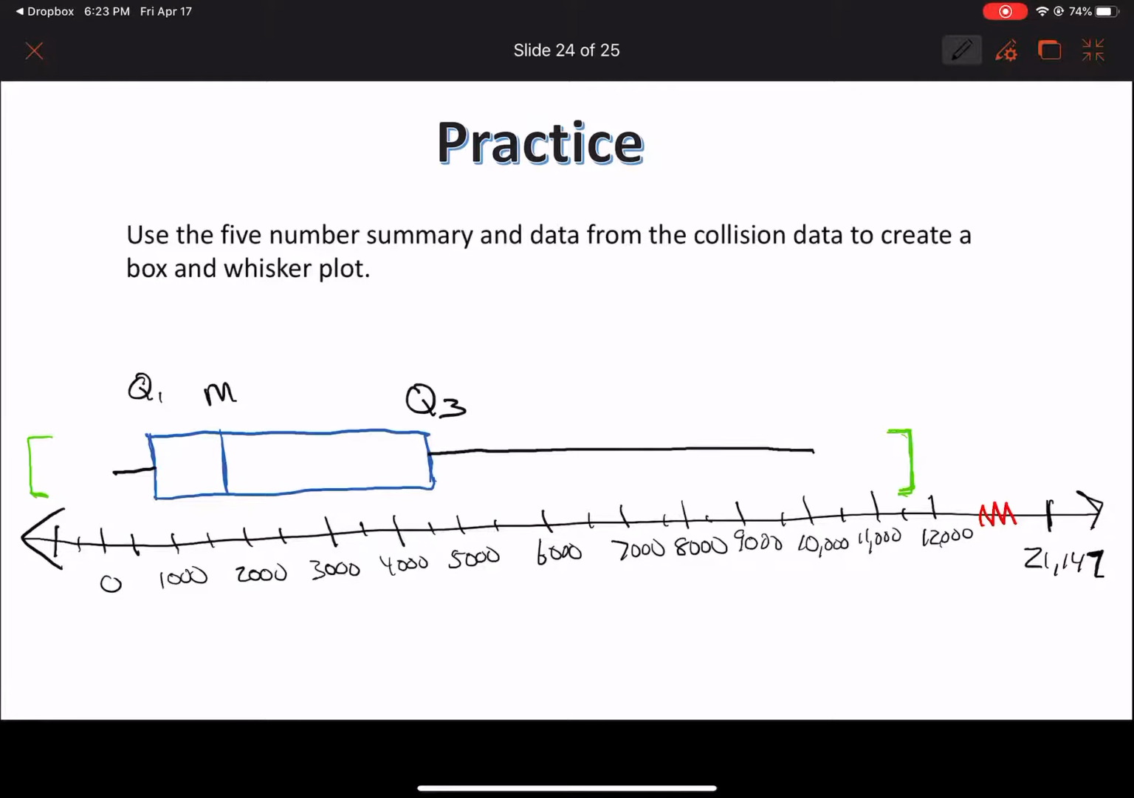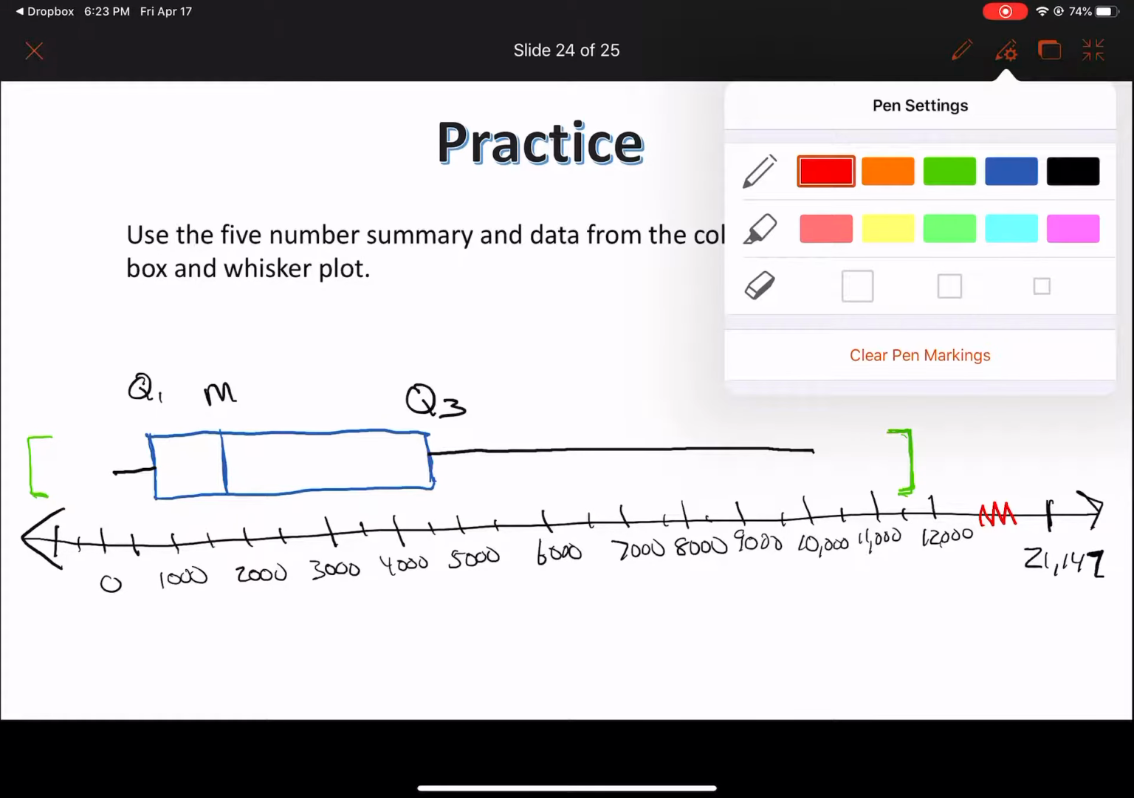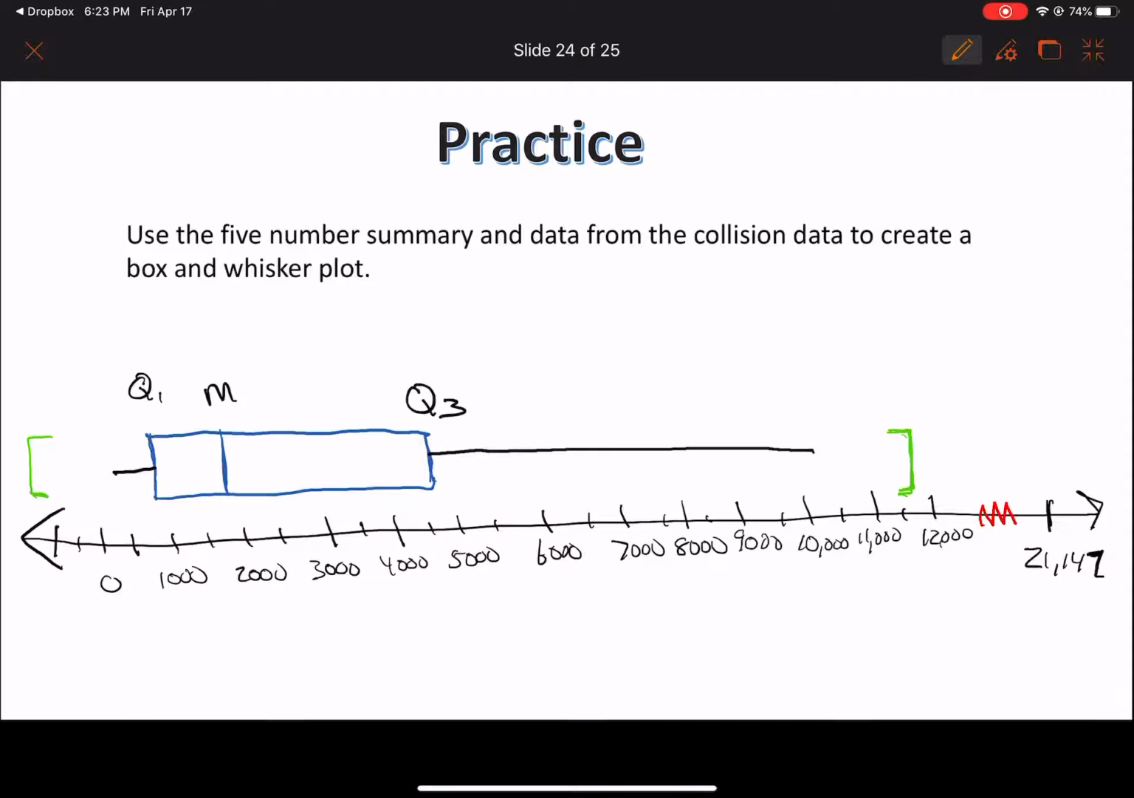So now I have my whiskers, I have my box. Now I need to take care of that outlier. I have that one outlier, 21,147. So you just put an asterisk. Do not forget the asterisk. We'll put that asterisk over there. So we have our box and whisker plot. Make sure that you ask me questions if you get stuck on this or if you're confused about this.